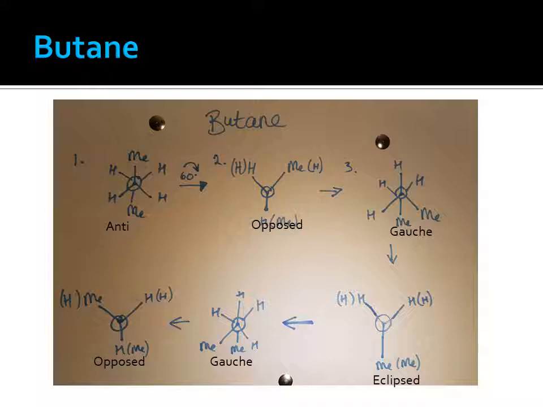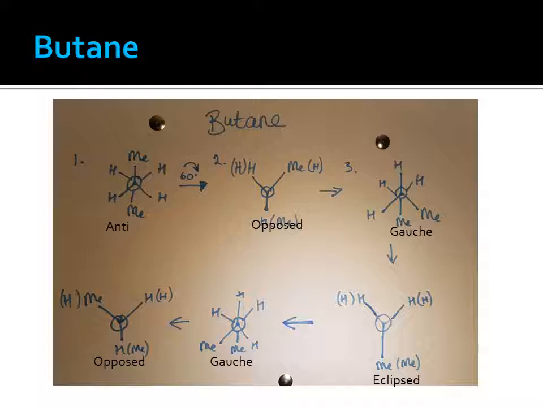Again, this is an opposed conformation, which rotated 60 degrees becomes a gauche conformation, where the methyls are close together. Rotated another 60 degrees, it becomes an eclipsed, where the methyl is eclipsing the methyl, the hydrogen is eclipsing the hydrogen, and this other hydrogen is eclipsing this hydrogen. It then is rotated into another gauche conformation, which then rotates into another opposed conformation. And then if we rotated this 60 degrees, it would become the anti conformation again.